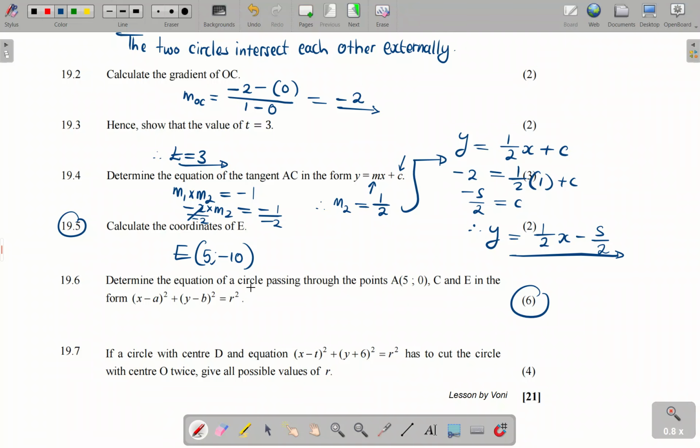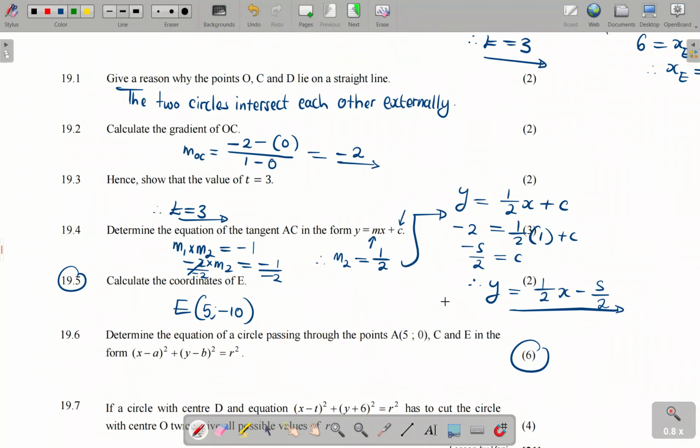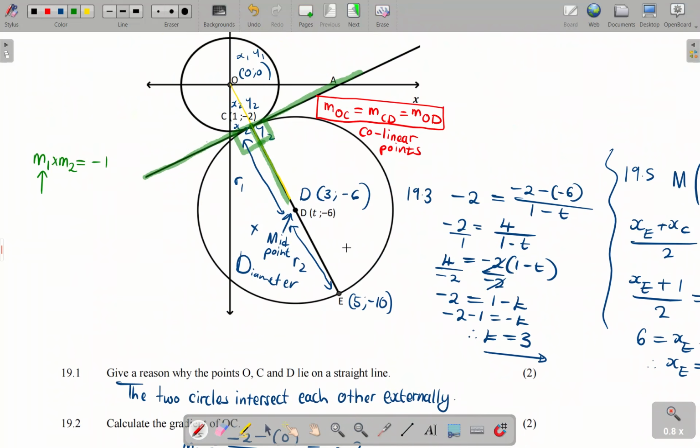So now determine the equation of a circle passing through the points A, C, E. If A now is given, A, C, E. So you have a circle like this.